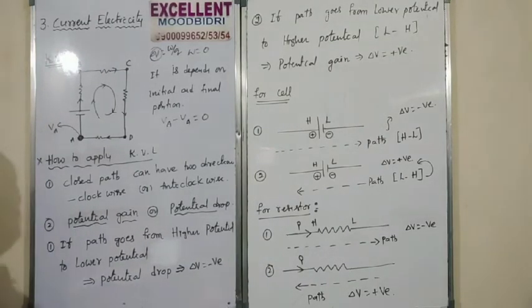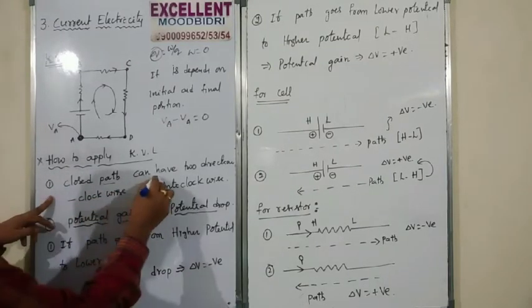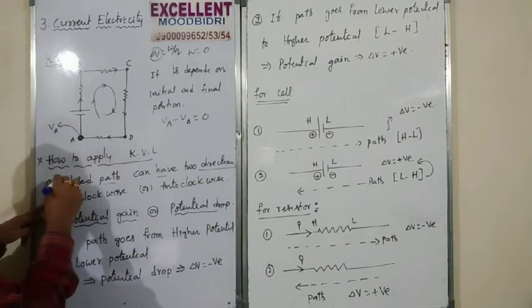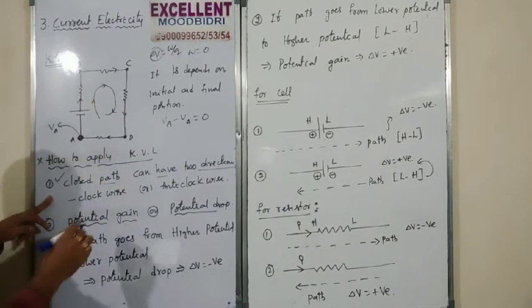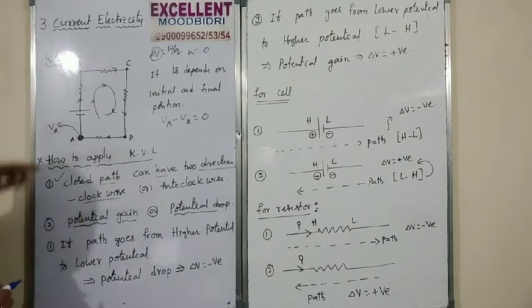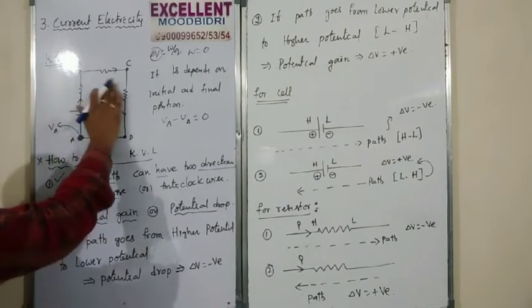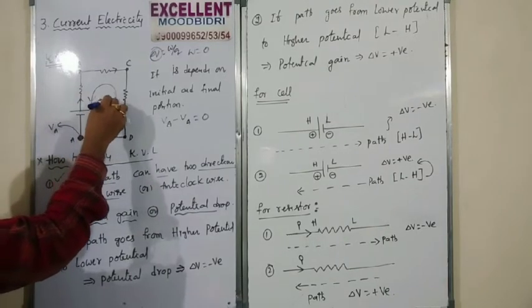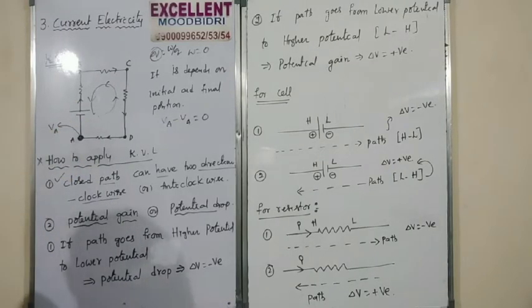How to apply Kirchhoff voltage law? The first point is that a closed path can have two directions. We draw a closed path like this one, which has two directions, either clockwise or anti-clockwise. Here only one loop will be there, so I have written clockwise, but anti-clockwise is also no problem. Any one direction, either clockwise or anti-clockwise. That is the first point.